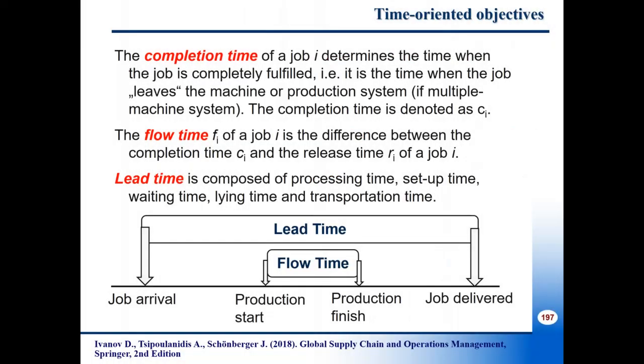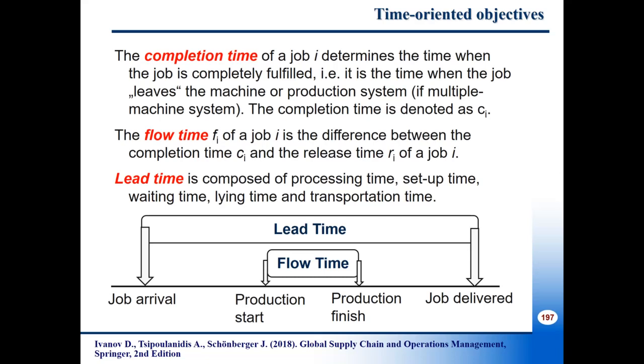There are three time-oriented objectives. First, completion time. Second, flow time. And third, lead times. The completion time of job i determines the time when a job is completely fulfilled. For instance, it is the time when a job leaves the machine or production system if there is more than one machine. The completion time is denoted as C_i.